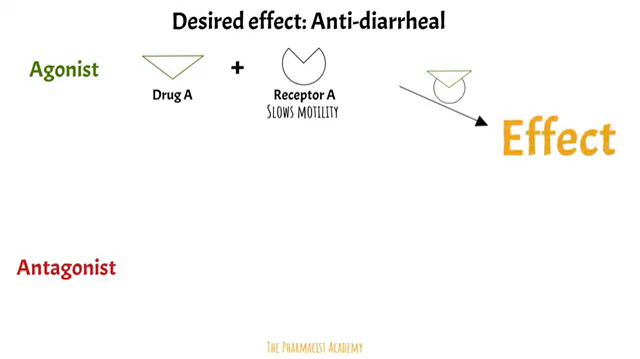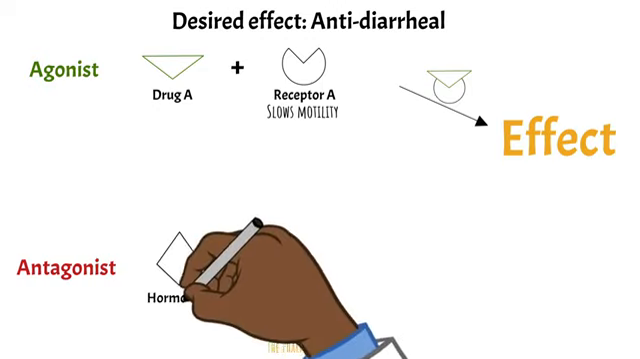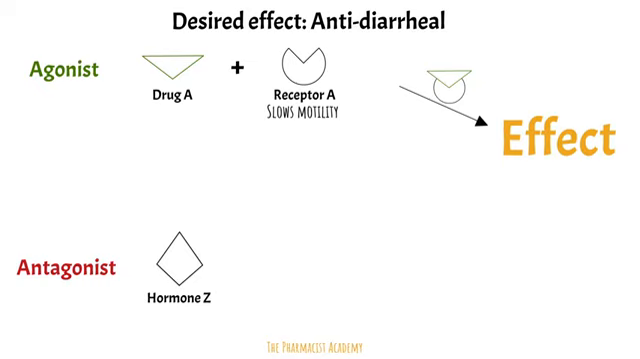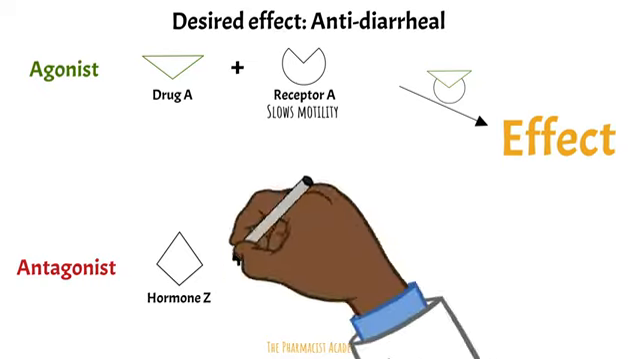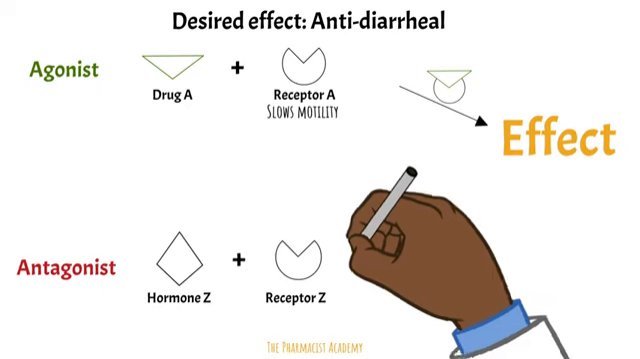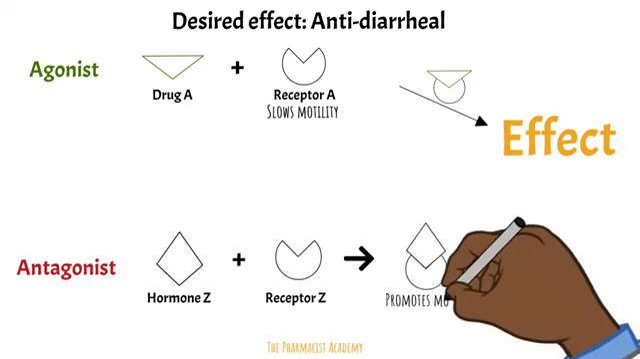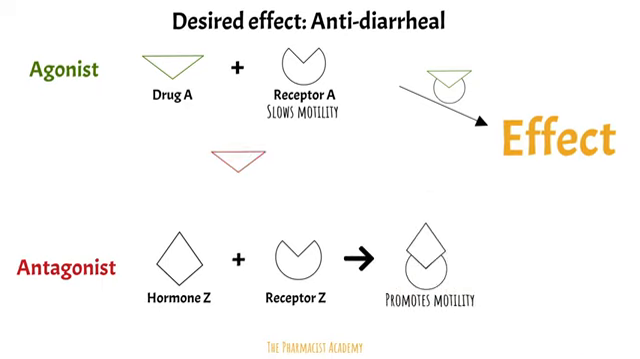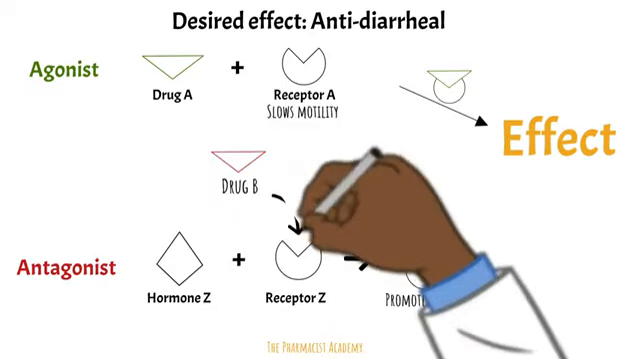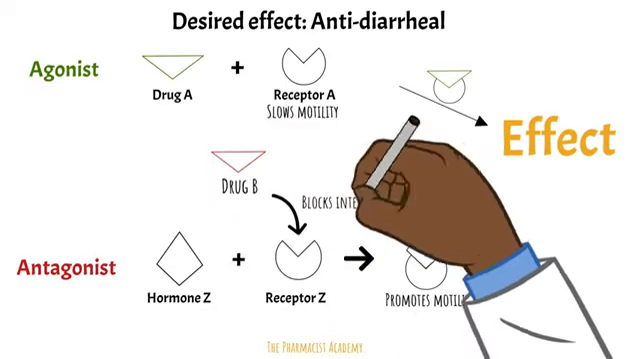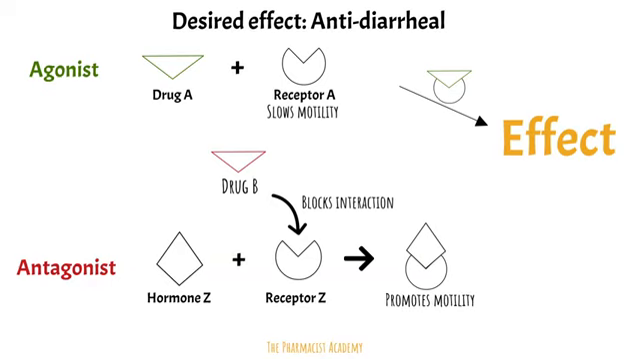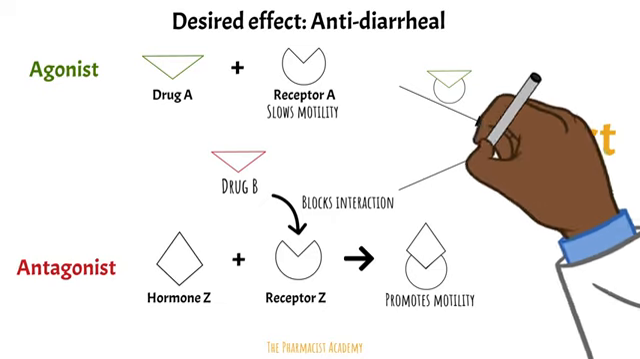We can also achieve the same effect with the antagonist. In this case, we have hormone Z. In normal circumstances, when hormone Z interacts with receptor Z, it forms a complex, and this will lead to increased GI motility. Since drug B is an antagonist, it will bind to receptor Z and block the active sites and prevent hormone Z from interacting with receptor Z. So now, instead of promoting motility, the GI tract will slow down to help with the diarrhea.